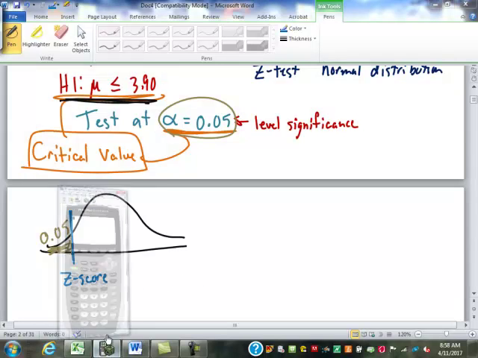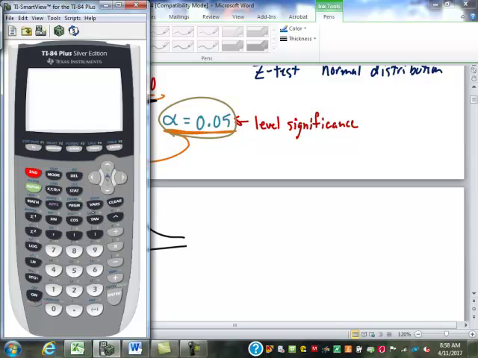Now we could find it on the calculator. We've done that. Second distributions, inverse normal is 3. Just type in 0.05 and it spits out a z-score of negative 1.6445.